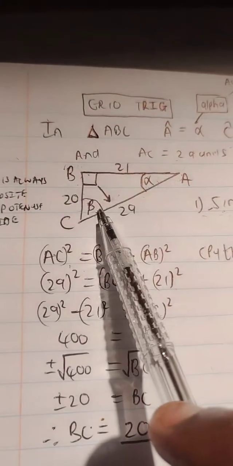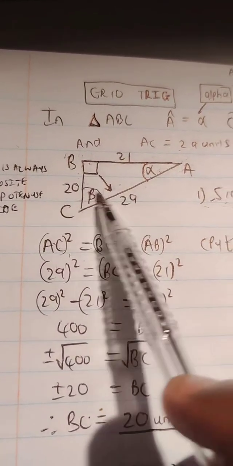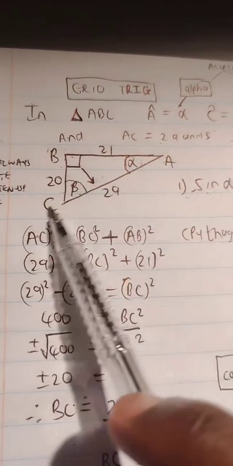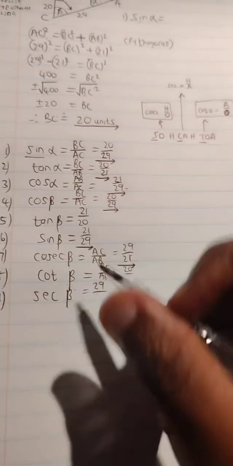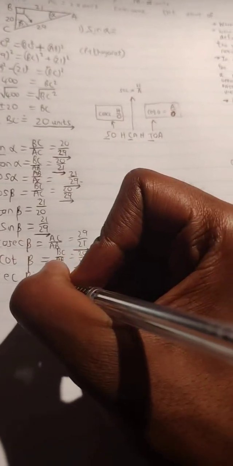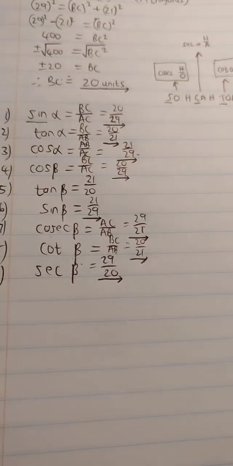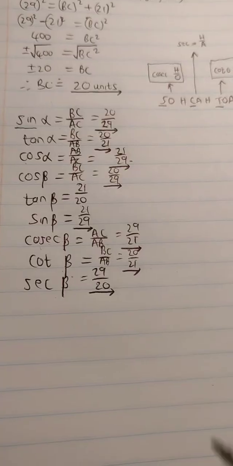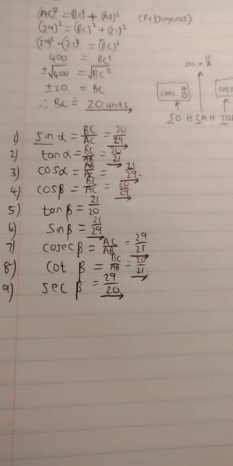Let's go to the angle beta and ask ourselves, what is the hypotenuse side in relation to this angle? It is AC, which is 29. What is the adjacent side in relation to this angle? It is BC, which is 20. Can we simplify this fraction any further? No. So that is the expression of the trig ratio sec.